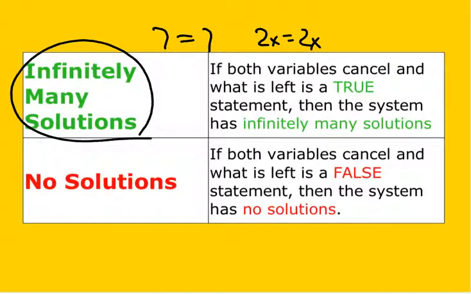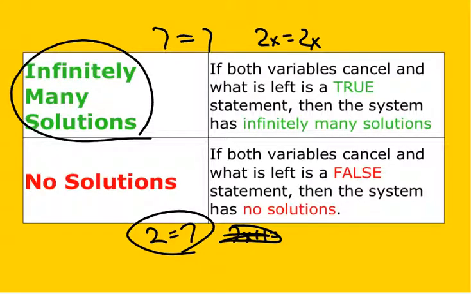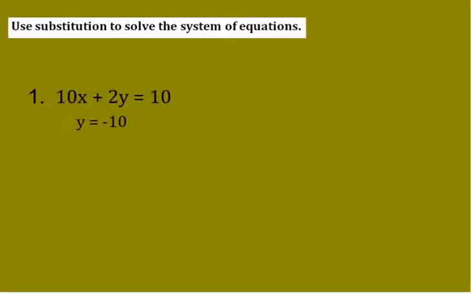Likewise, if you're going along and you get something that's never true, like 2 equals 7, that tells you that you have no solutions. So if I look at 10x plus 2y equals 10, y equals negative 10.